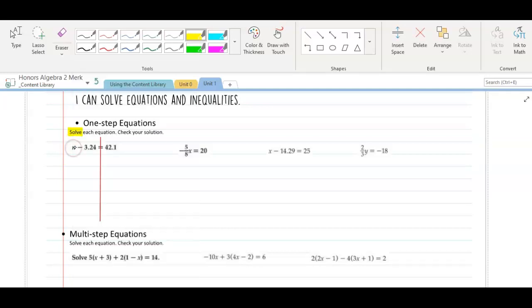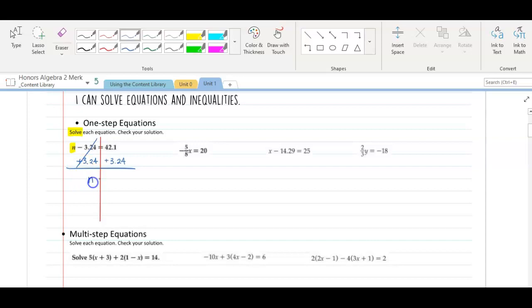N is currently on the left side of this equation, and it's being kept company by this negative 3.24. The opposite of negative 3.24 is positive 3.24. The inverse of subtraction is addition, so we want to do that on both sides of the equation. And when we do that, you might see that the 3.24's cancel out.